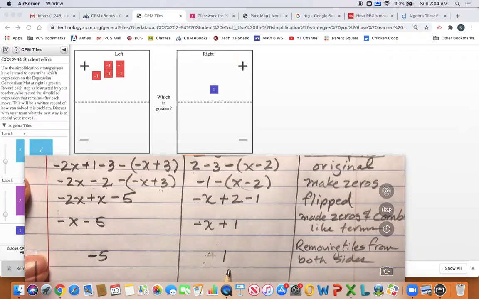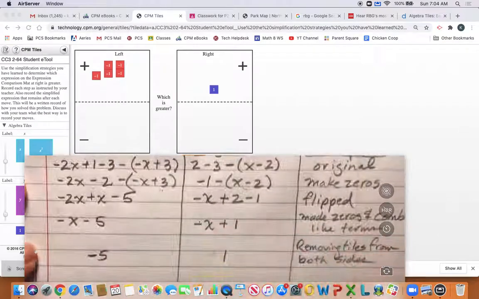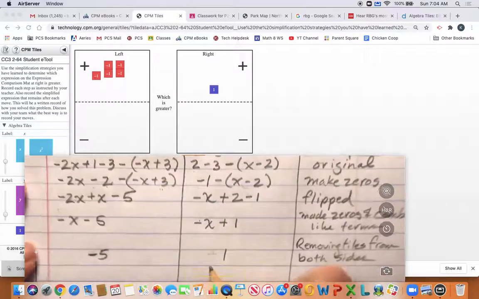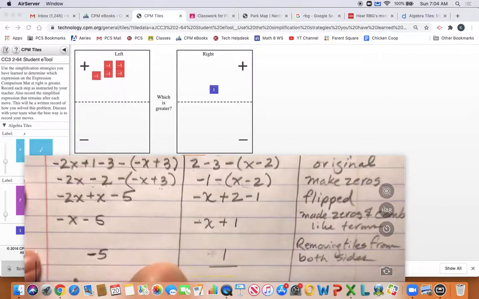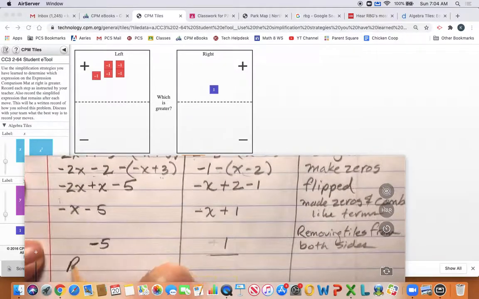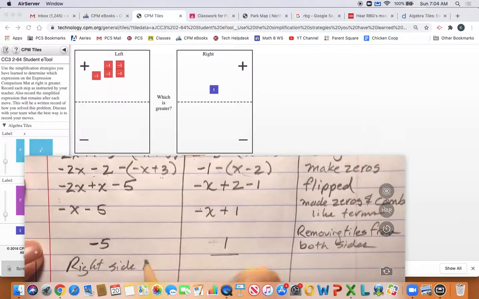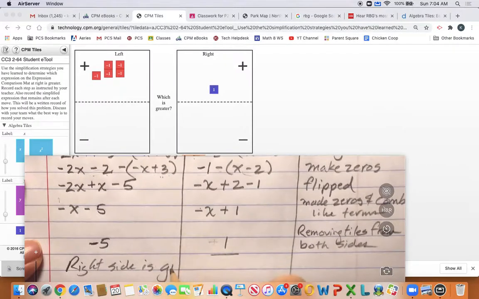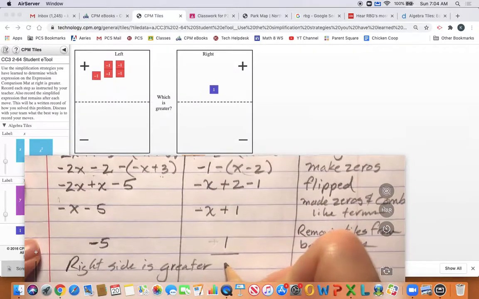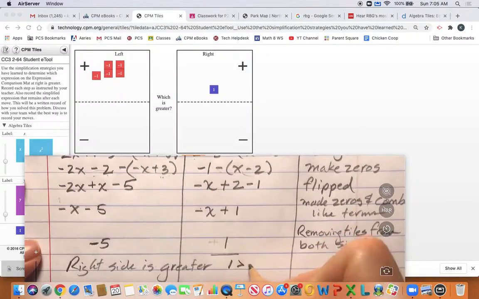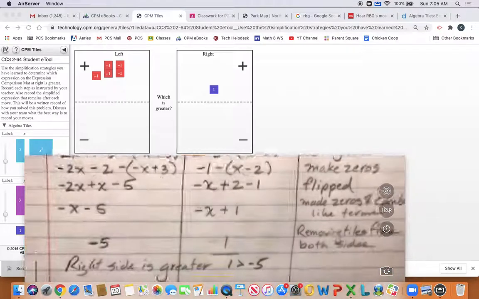So which side is greater? So this side, the right side, is greater. And that's because 1 is larger than -5. All right.